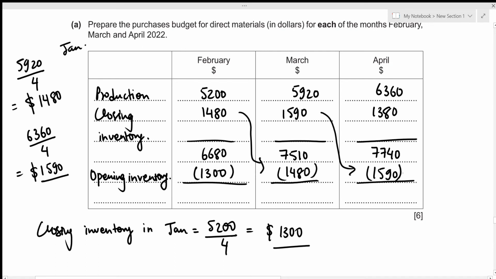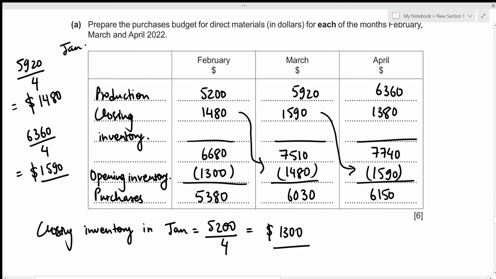All right, now if we deduct the opening inventory from the total of production and closing inventory, we can easily figure out the purchases required to be made for direct materials for these 3 months. For February, that's going to be 6,680 minus 1,300, which is 5,380. For the month of March, that's 7,510 minus 1,480, which is 6,030. Then for the month of April, that's 7,740 minus 1,590, which results in 6,150.